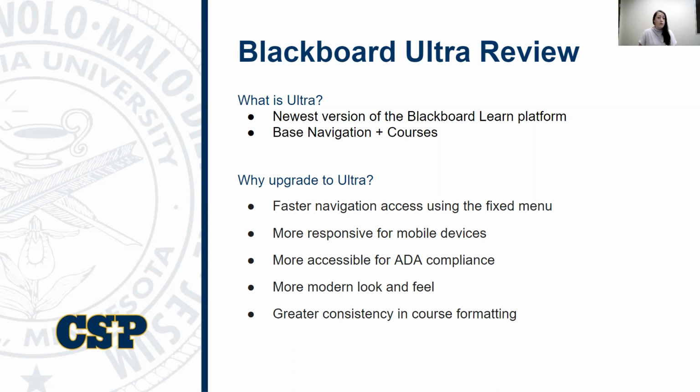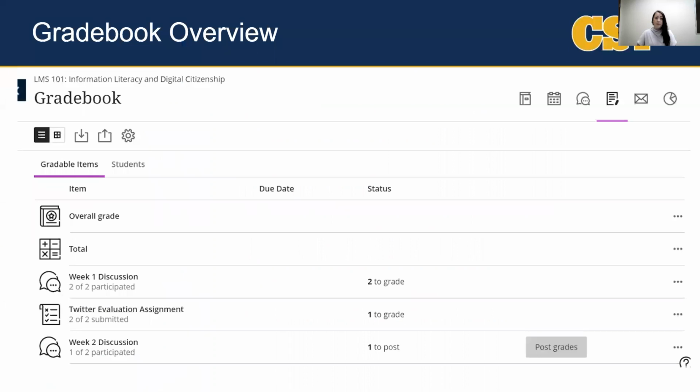Now that we've had a quick overview of Ultra courses, just to refresh our minds, let's hop into the Gradebook feature. Remember, to access the Gradebook, we will click on the Gradebook icon from our Course Tools menu, represented by the pencil and paper icon.